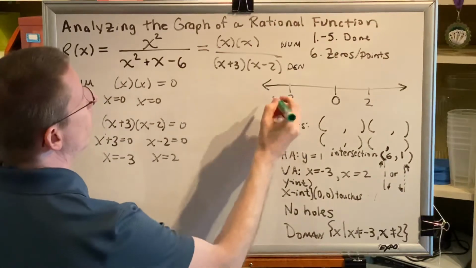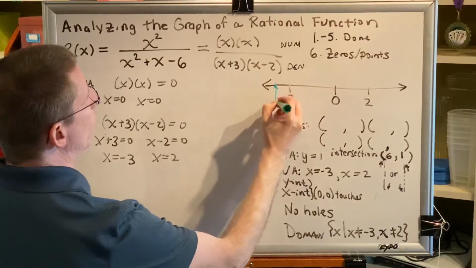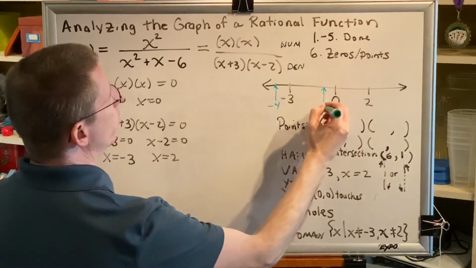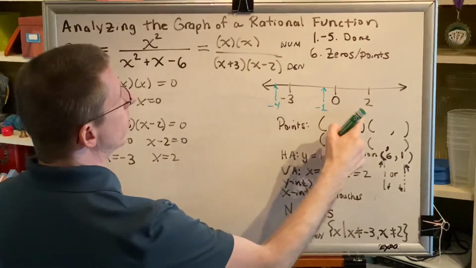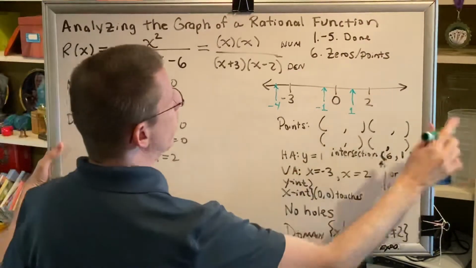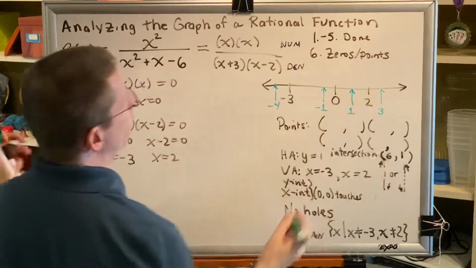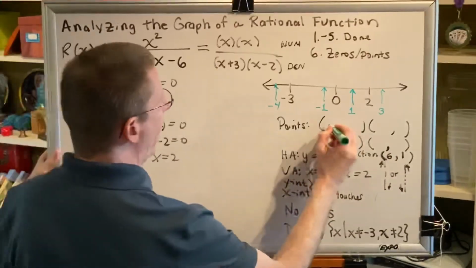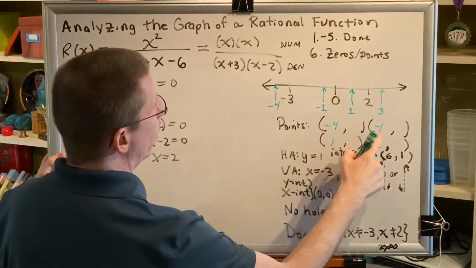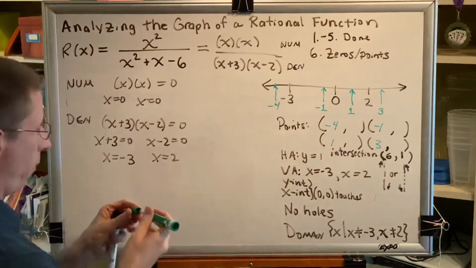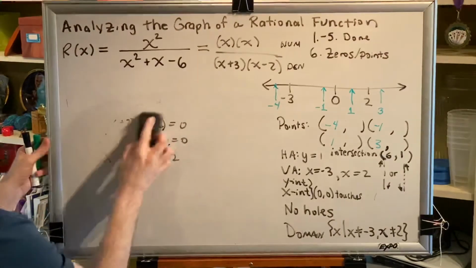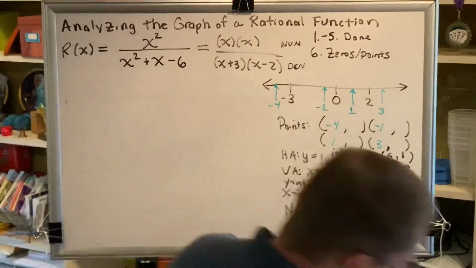Less than negative 3, but still a convenient number, for me, the choice is negative 4. Between negative 3 and 0, the choice for me would be negative 1. Between 0 and 2, my choice would be positive 1. And bigger than 2, my choice would be 3. So we're going to have the following x coordinates of our points: negative 4, negative 1, positive 1, and 3. Now we just need to find what are the y values that go with those x values. And we can find that by plugging in to our function.